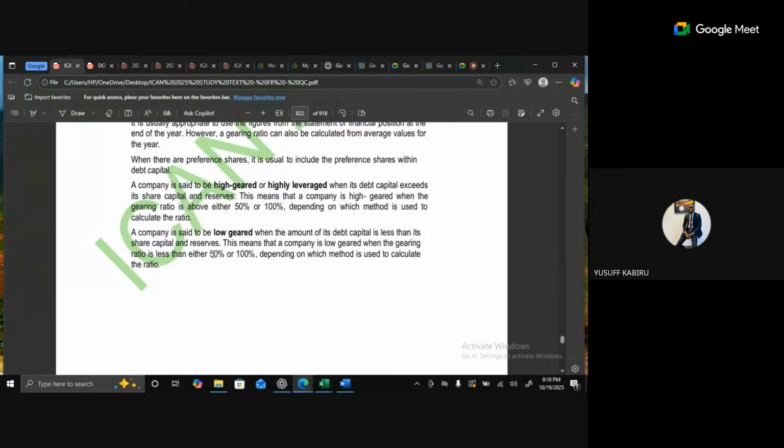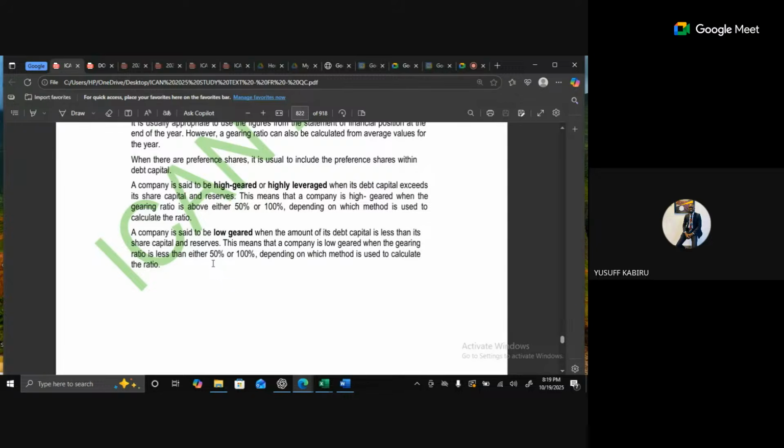But when you are lowly geared, when you have a gearing ratio below 50, let's say we calculated it and we are having something like 30, what it means is that we are more financed by equity, by 70%, while the debt part of our capital structure is 30%. And what does that mean? That means the company still has more opportunity to access more loan or finance in order to expand.